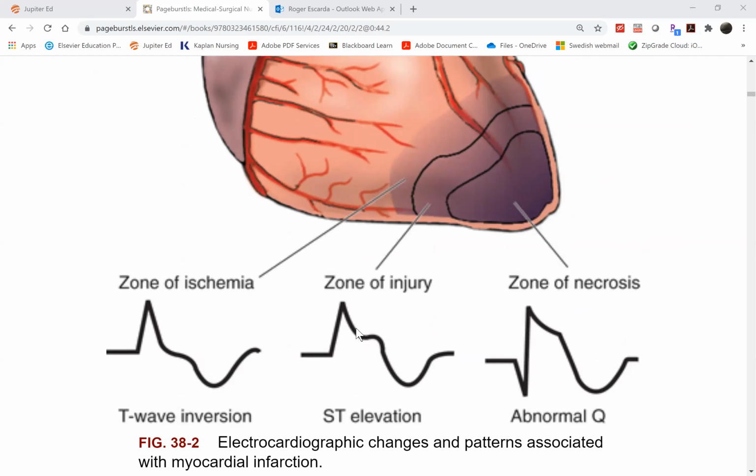T-wave represents the ventricular repolarization, meaning it's starting to repolarize to get ready for the next contraction.